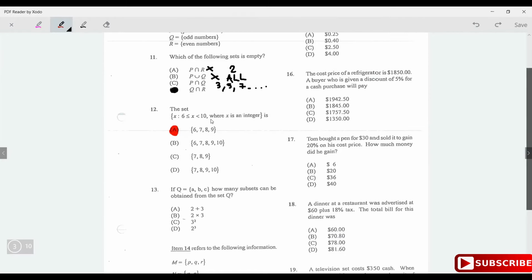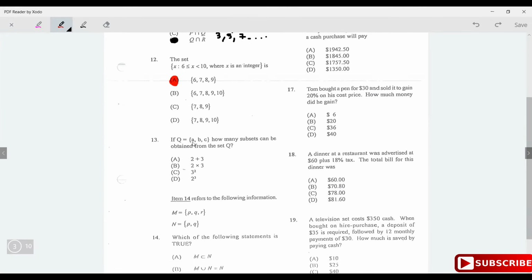Now question 13. Question 13 says if Q has A, B, C, how many subsets of Q are there? It's 2 to the n. So the number of subsets is 2 to the power of 3, which is equal to 8. And for those who don't like to study the formula that it's 2 to the n, you can always list out the subsets.